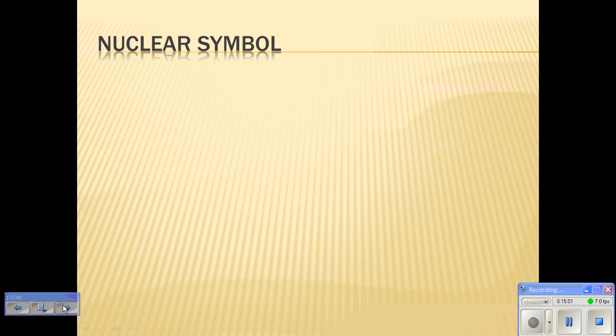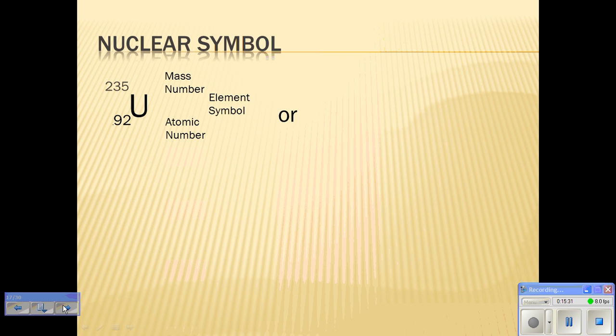The nuclear symbol is going to give you the mass number and the atomic number with the symbol, so you can get all the information about that particular isotope in one spot. So I said you use the chemical symbol, and then as a superscript, you write the mass number, and then as a subscript, you write the atomic number.